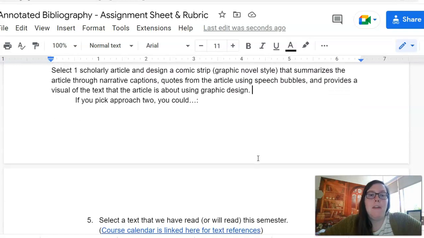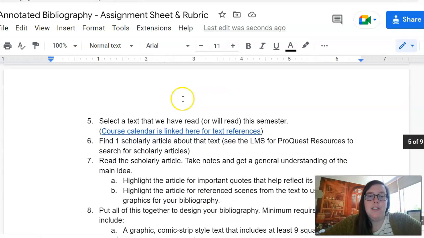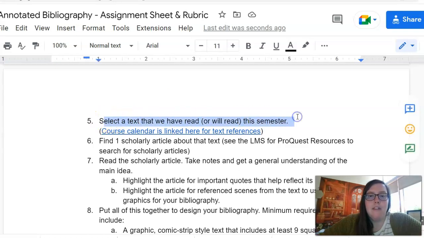Okay. If you pick approach two, this is sort of how I would go about it. Whenever I was thinking about this assignment, I did it myself. I'm going to show you an example of that, just so that I could understand maybe a student's process. So here's what I found worked the best when I went through this process myself. First, again, you need to select a text that we have read or will read this semester. Again, check out our course calendar.